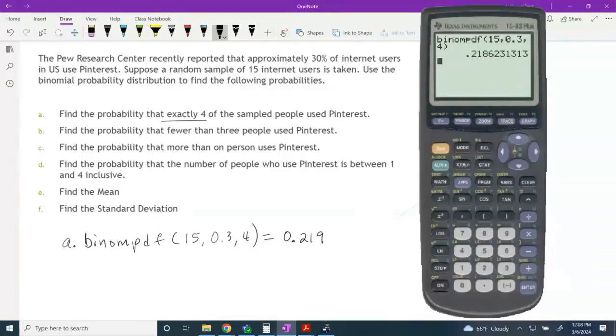Did you use the PDF? Okay. No, the X value is going to be 4. Right? Because 4 would be the number of successes.